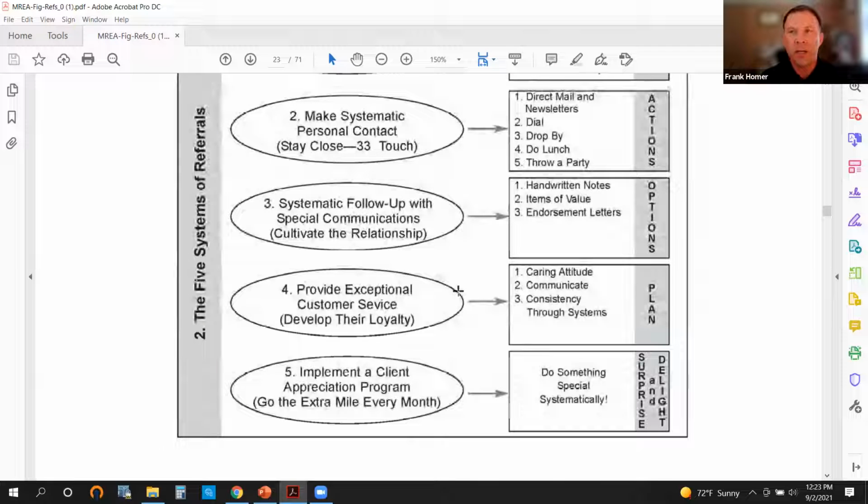A lot of times we make contact with people, have a great initial reaction and conversation, but maybe we don't follow up with them. Every day after that, the momentum is sort of going down, and you really want to keep that momentum up with those people. And these systems and these processes are meant to do that. Providing exceptional customer service and implementing a client appreciation program ties all of that back together. So these are the systems and the models to build around.